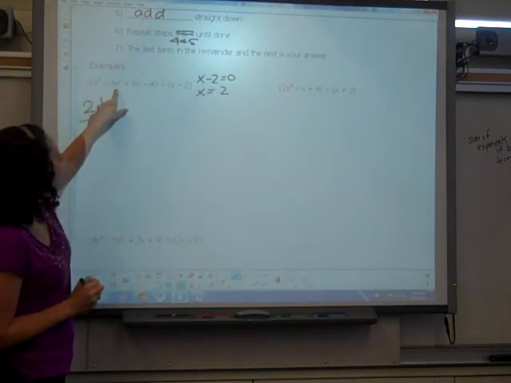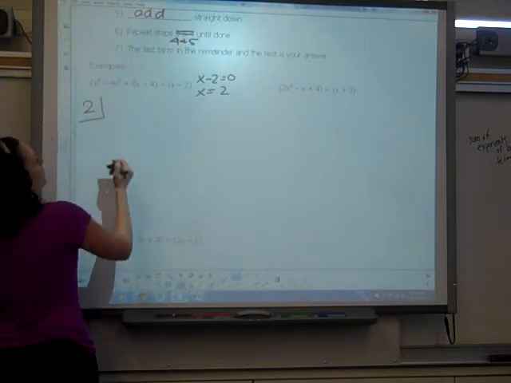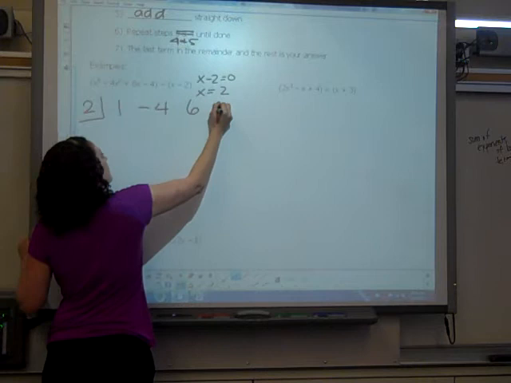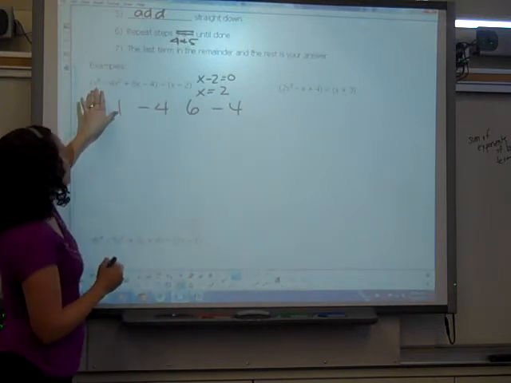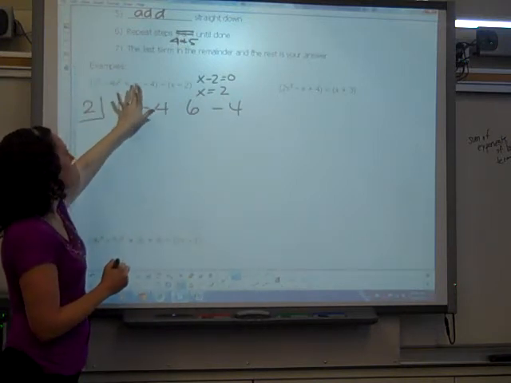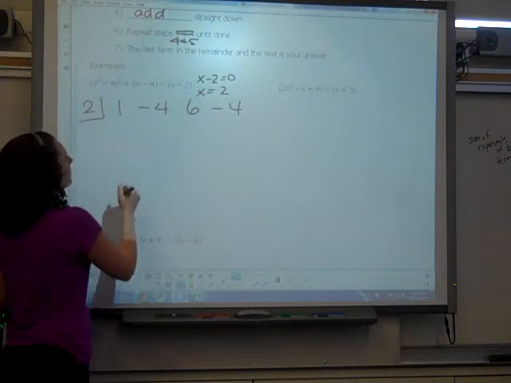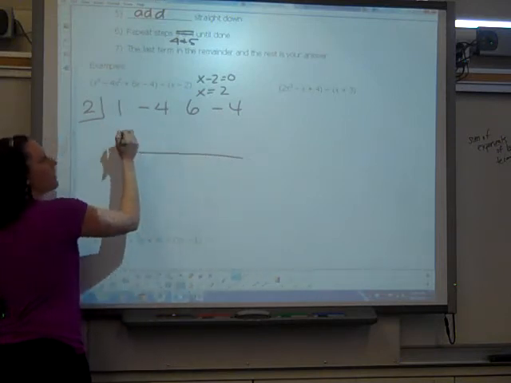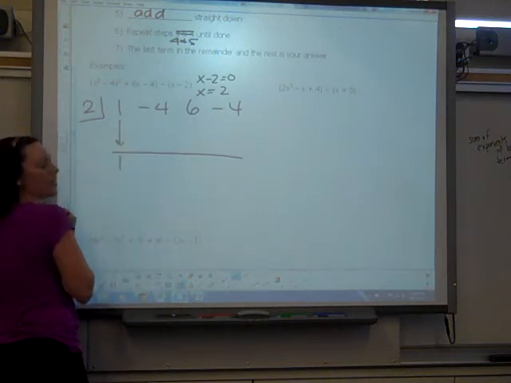I'm then going to take the coefficients of each term here. So I see 1, negative 4, 6, negative 4. I notice none are missing because it goes x to the third, x squared, 1x, no x. The next step says, I like to draw a line there, leave some space. Bring the first term straight down.